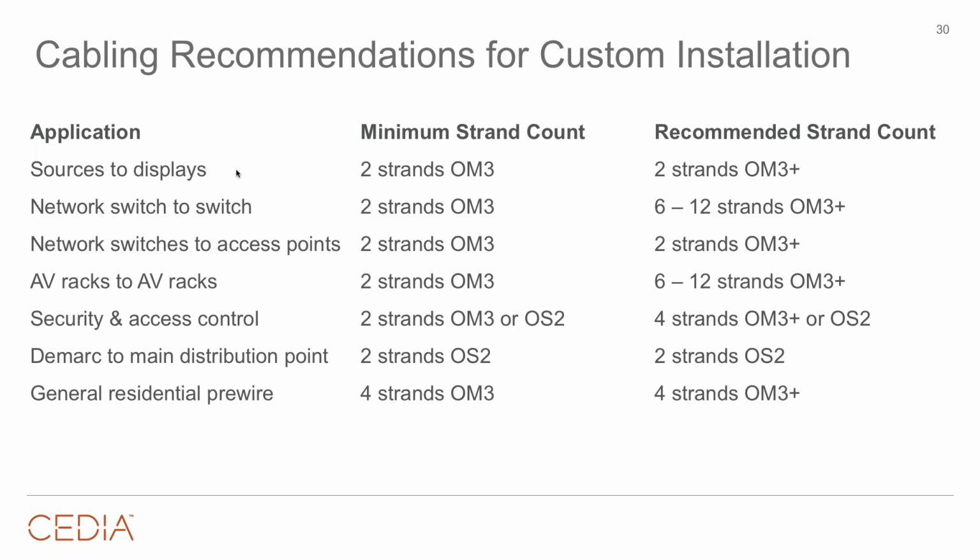There are some minimum strand points or strand counts, I should say, that run between your different points of demarc or different distribution points. Again, some people pull simplex. I never recommend pulling simplex. It really, from a cost difference, you really just don't see a lot of cost difference either. You always want to look at least 2 strands from a bare minimum.